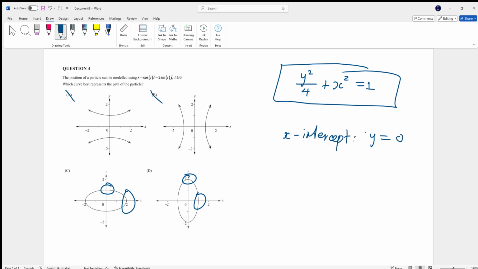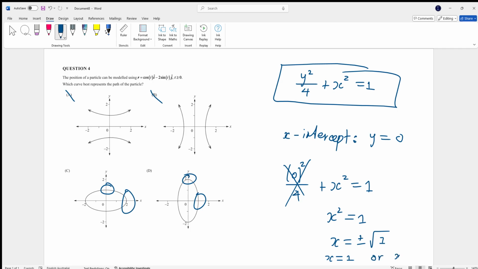The reason I'm finding this one first is because that will get rid of the y term and I don't have to deal with that divide by 4. We get 0 squared over 4 plus x squared equals 1. That turns to nothing, so x squared is equal to 1. Square root both sides, you get plus or minus the square root of 1, so x equals 1 or x equals negative 1.